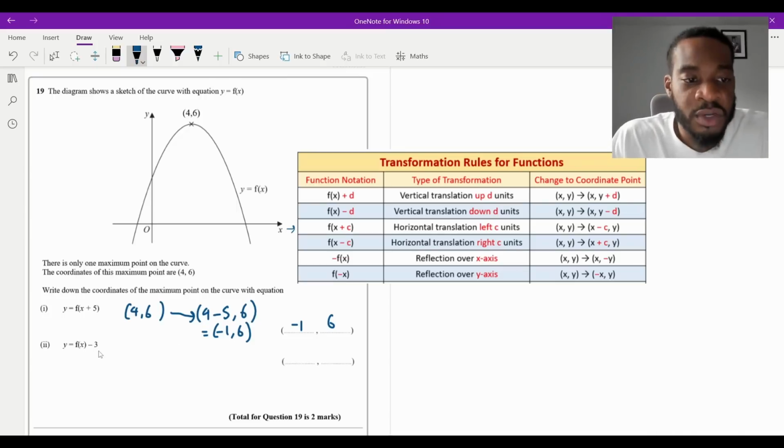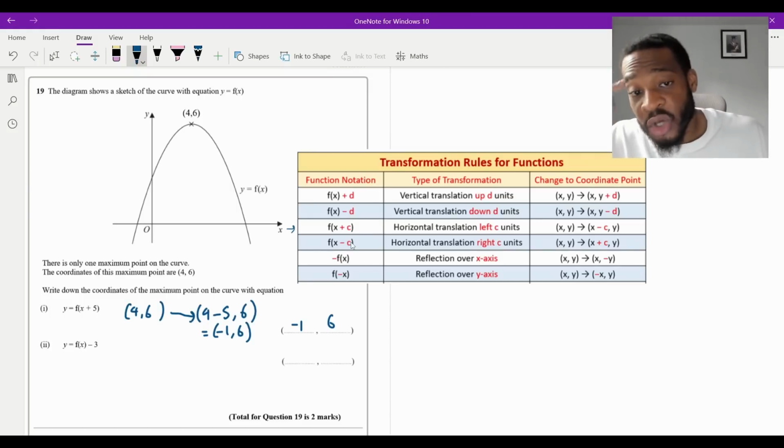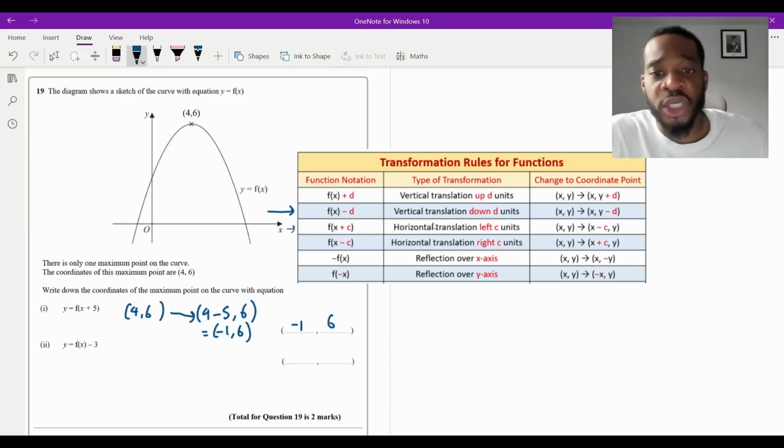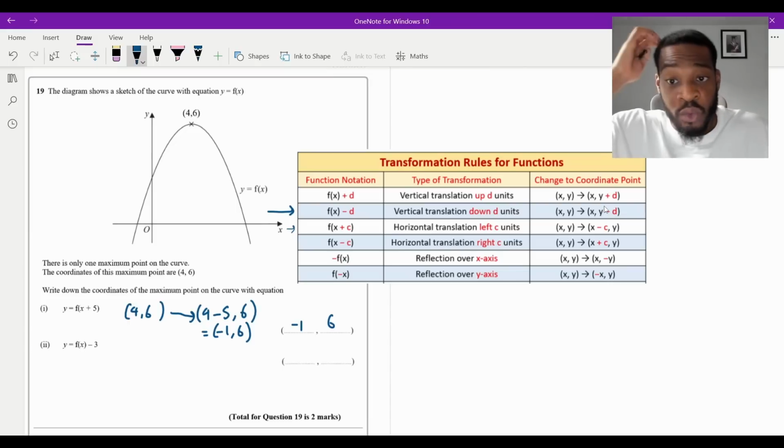And then the next one is f of x minus 3. Now, the thing that we're taking away is on the outside. Look at this table here. Remember, you're going to be looking at this in your head in the exam, guys. Which one do you think it's applicable to? F of x minus d, it must be the second one. It's a vertical translation down by d units. How does it affect your coordinate? You just take away that number from the y coordinate.